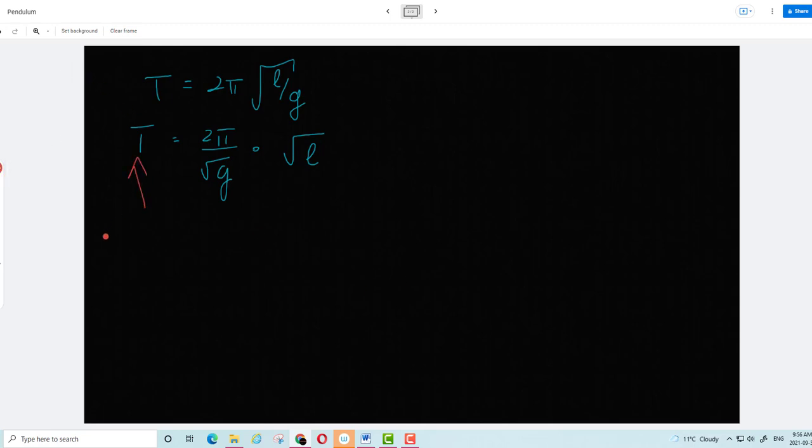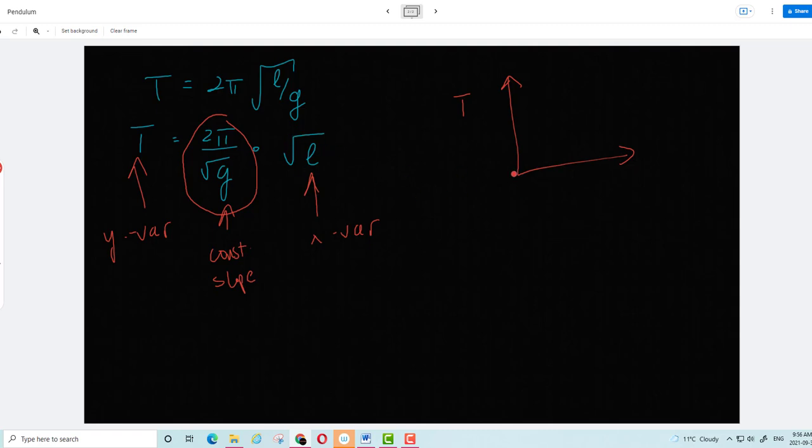And if I do that, this can be my y variable, square root of L could be my x variable, and this would be a constant that will end up equaling the slope. So if I make my graph of T versus my x variable, which will be square root of L, I should get a straight line, and this slope should be equal to 2 pi all over the square root of g.